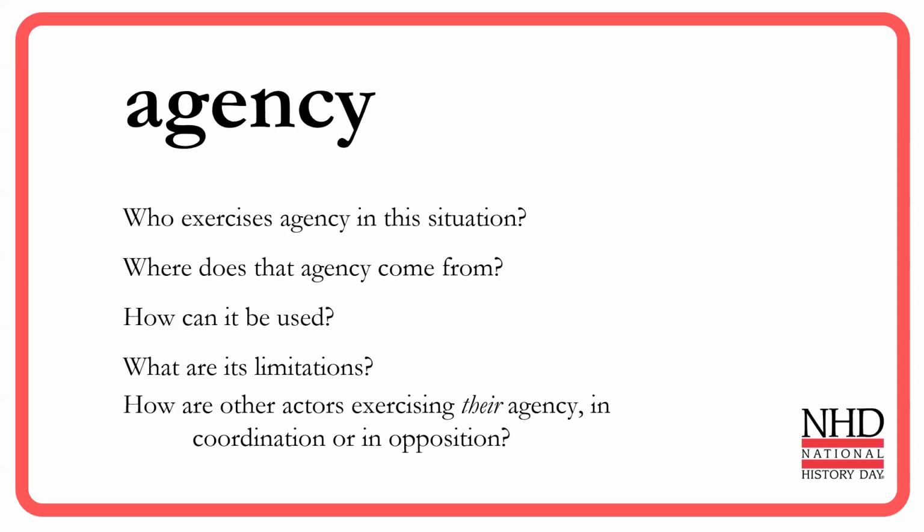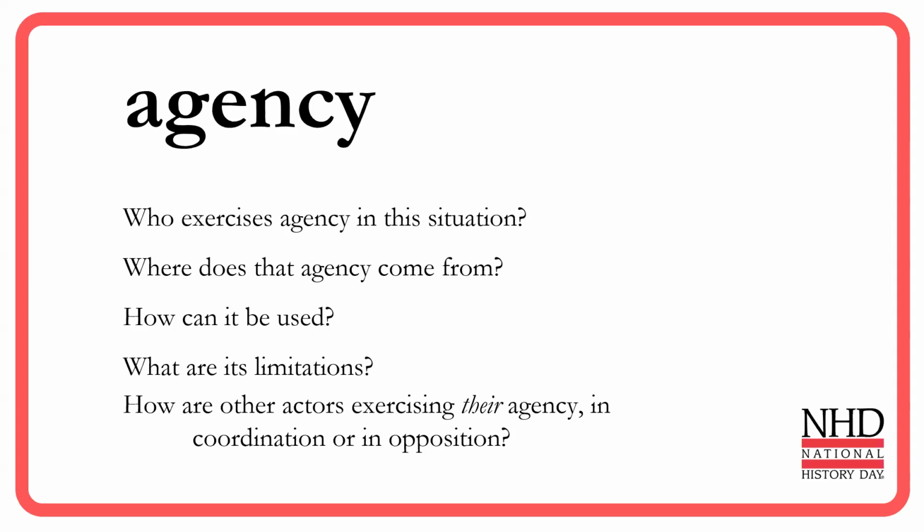And so when I'm thinking about agency, I'm thinking about who has it in a given situation, where it comes from, how it can be used, where its limitations are. No one has universal power to simply make the world look the way they want. And so we want to think too about the ways in which it is circumscribed.